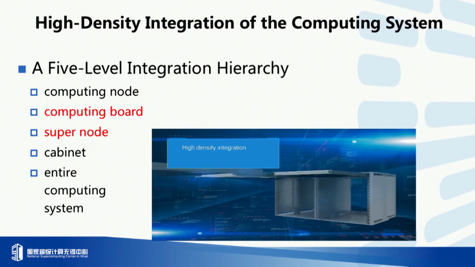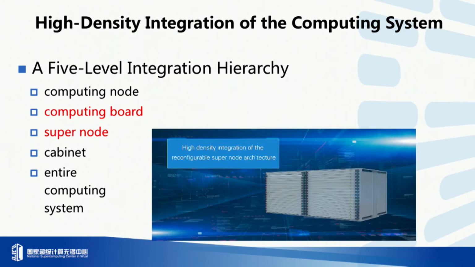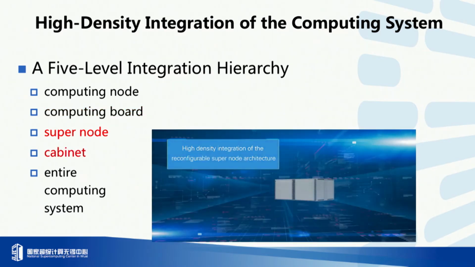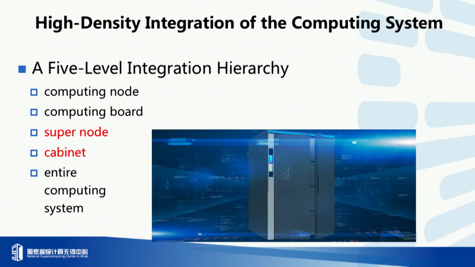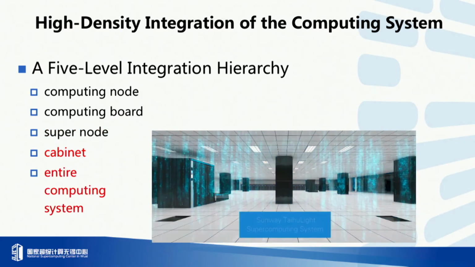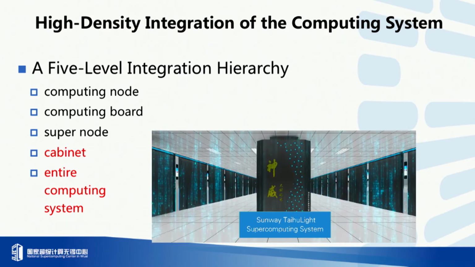And then we have 32 of these things to form what we call a supernode. In this supernode, we have 256 processors. And we have a customized network board sitting behind to achieve a fully connected interconnection between all these 256 processors. And then we have 4 of them to form a cabinet, and 40 of them to form this supercomputer with a peak performance of over 125 petaflops and over 10 million cores.